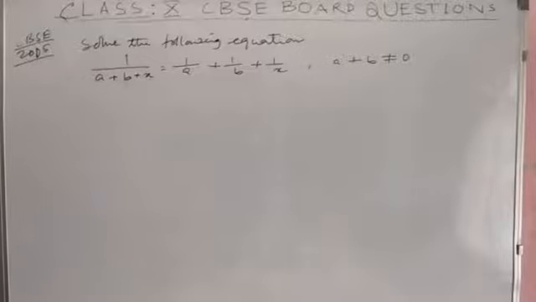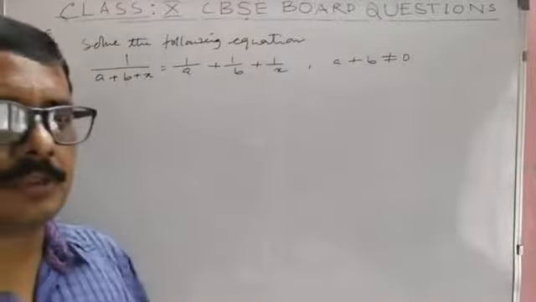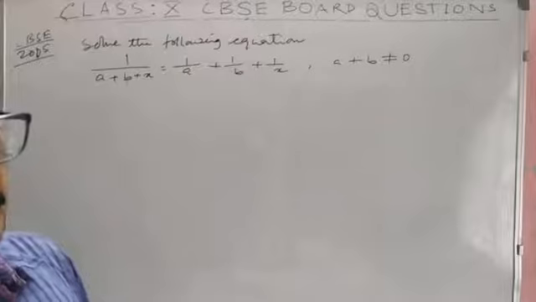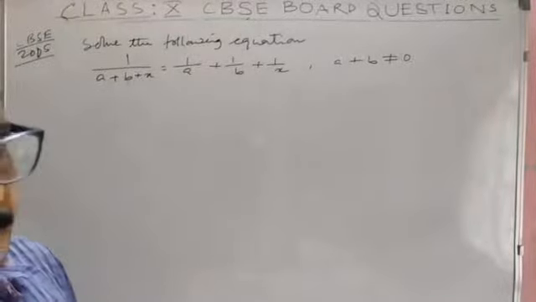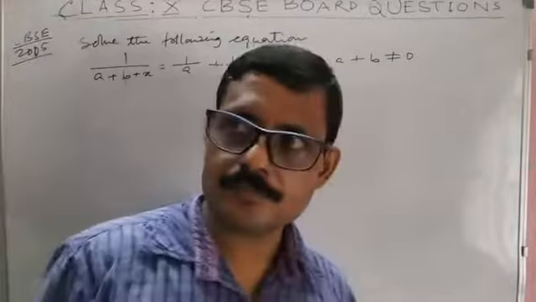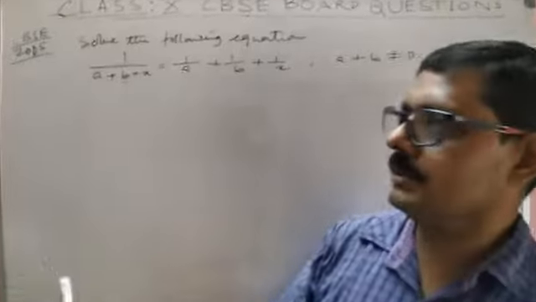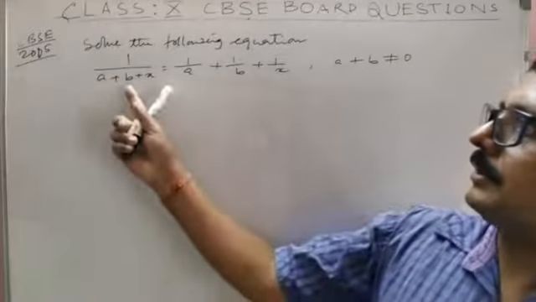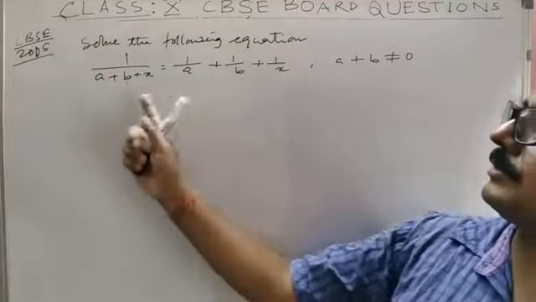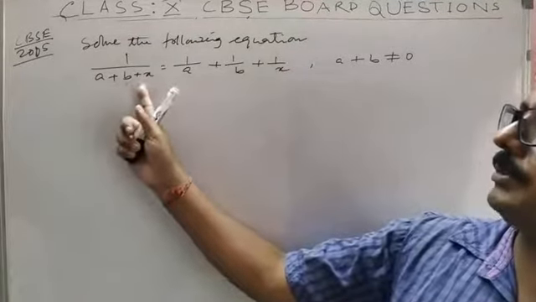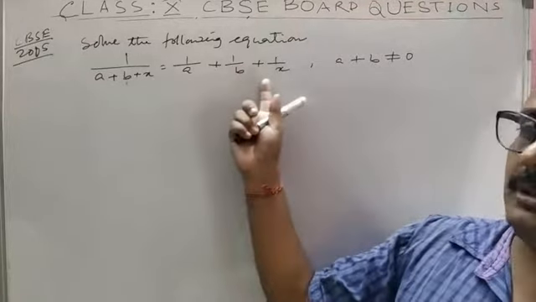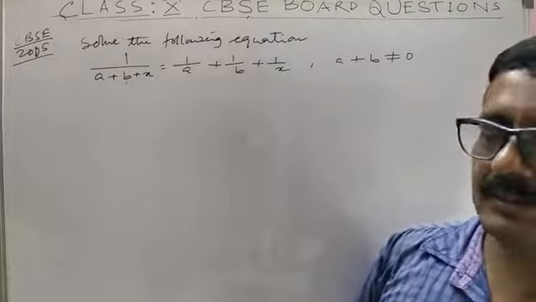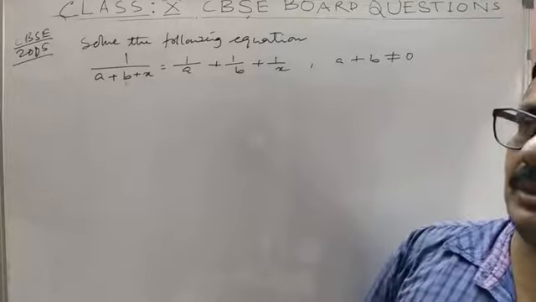Okay, let us see one more question that was also given in the CBSE board exam. Here you see the question. The question is: solve the following equation. 1 by (a plus b plus x) equal to 1 by a plus 1 by b plus 1 by x. So you have to solve this one.